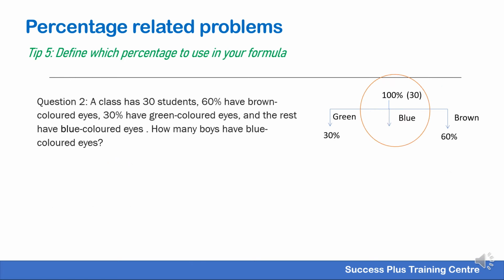Now let's have a look at another question. A class has 30 students. 60% have brown-colored eyes, 30% have green-colored eyes, and the rest have blue-colored eyes. How many? The question stated the green-colored eyes percentage and the brown-colored eyes percentage, but not the blue-colored eyes.